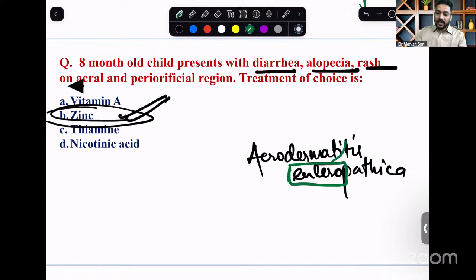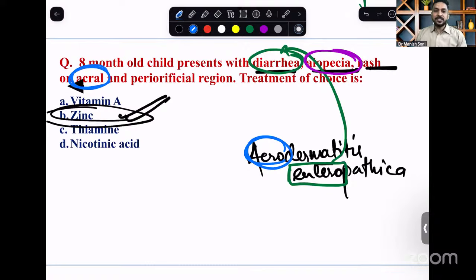Entero means intestine. So one feature is related to intestine, that is diarrhea. I told you that deficiency of zinc, iron, and biotin can cause non-scarring alopecia. So you can see there is alopecia present. Then patient is having dermatitis, that is inflammation of the skin, where over acral parts, name itself is suggestive, acro. So acral parts are involved along with face and groin area is also involved. So you can see every feature is written in the name itself. The name is acrodermatitis enteropathica, which is due to zinc deficiency.